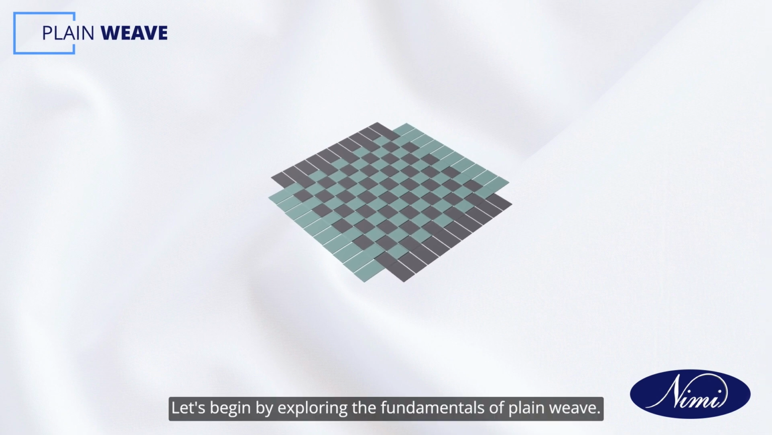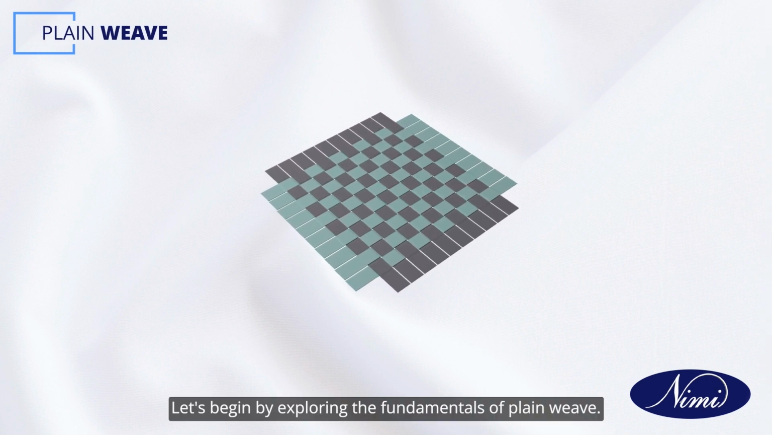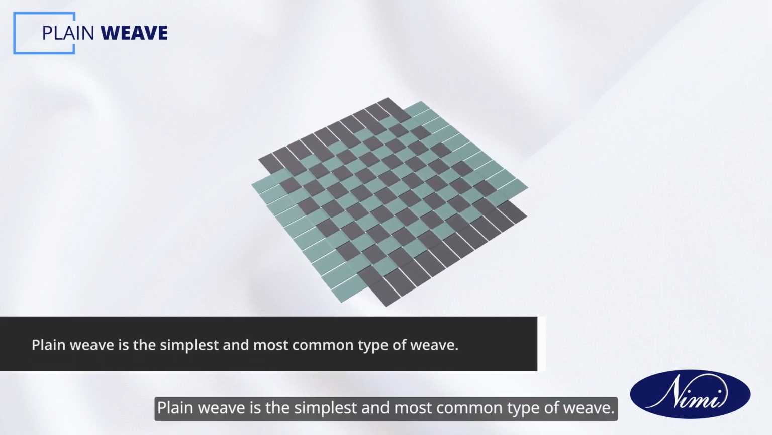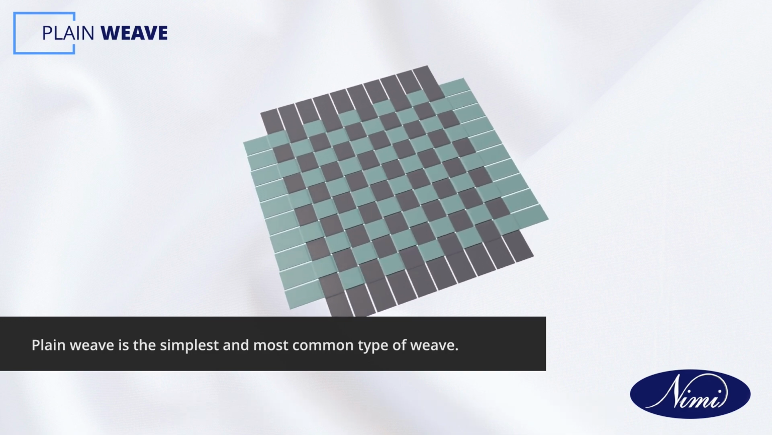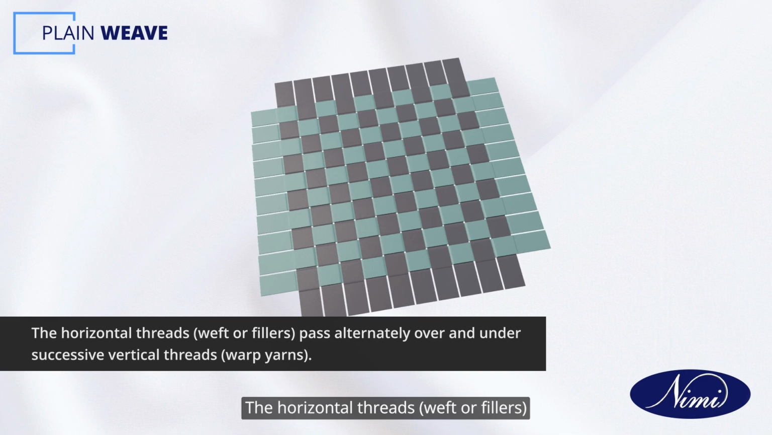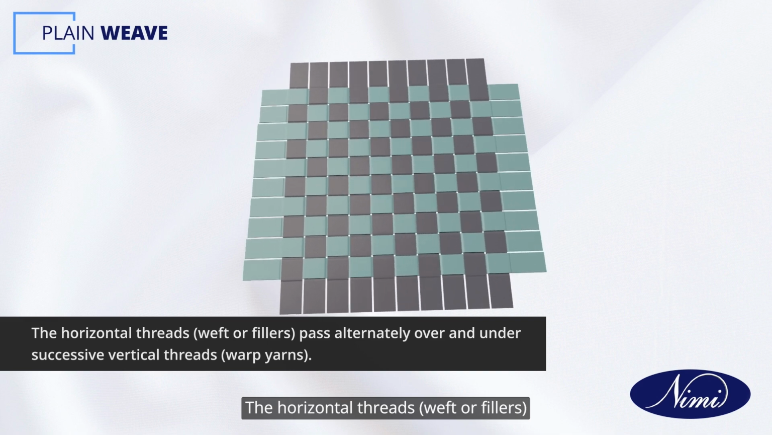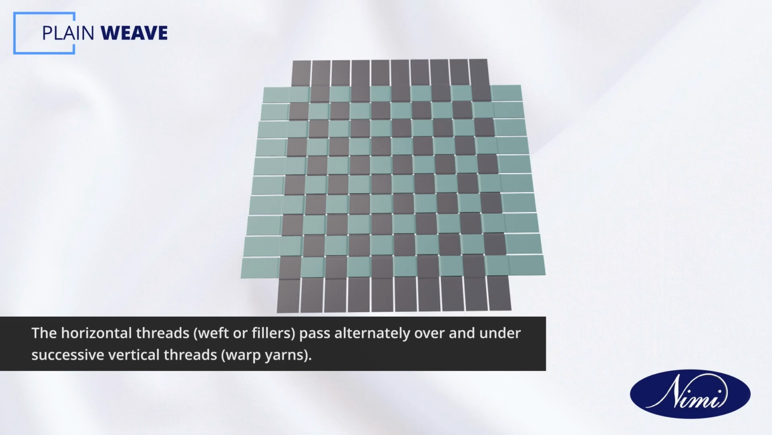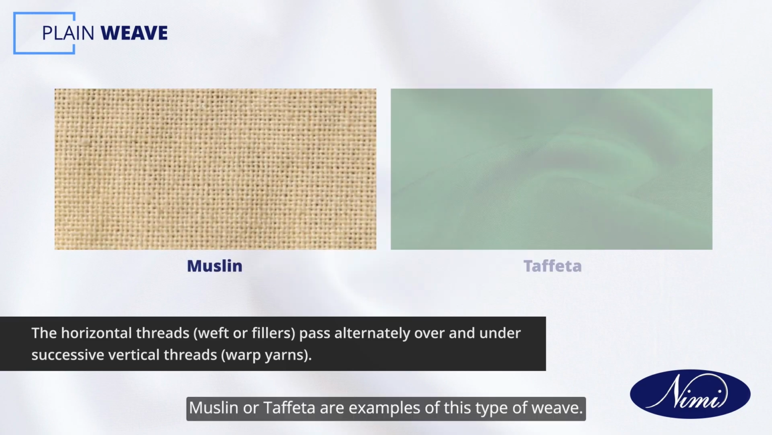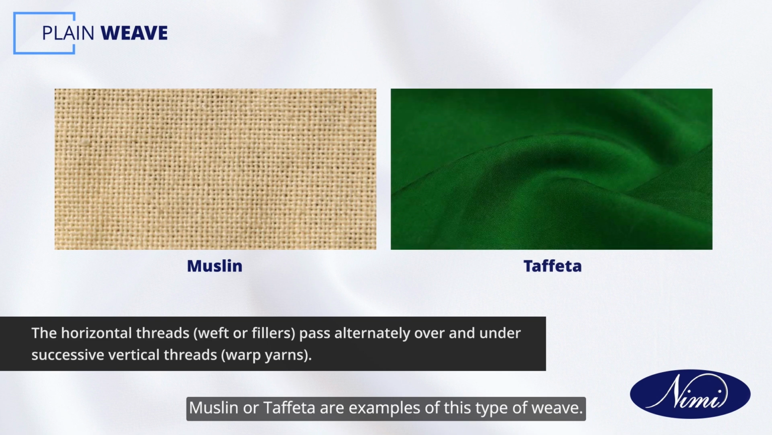Let's begin by exploring the fundamentals of plain weave. Plain weave is the simplest and most common type of weave. The horizontal threads, weft or fillers, pass alternately over and under successive vertical threads, warp yarns. Muslin or taffeta are examples of this type of weave.